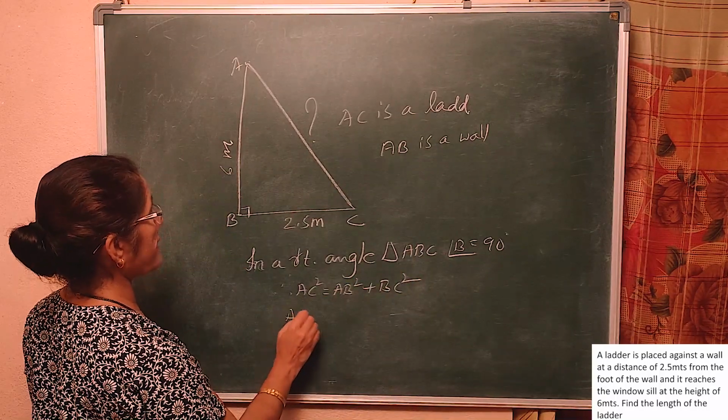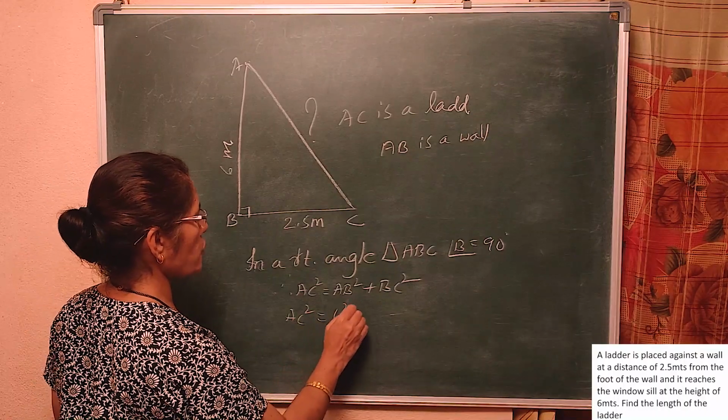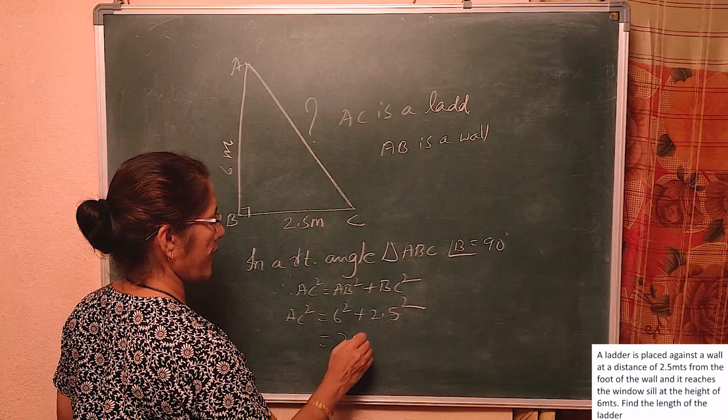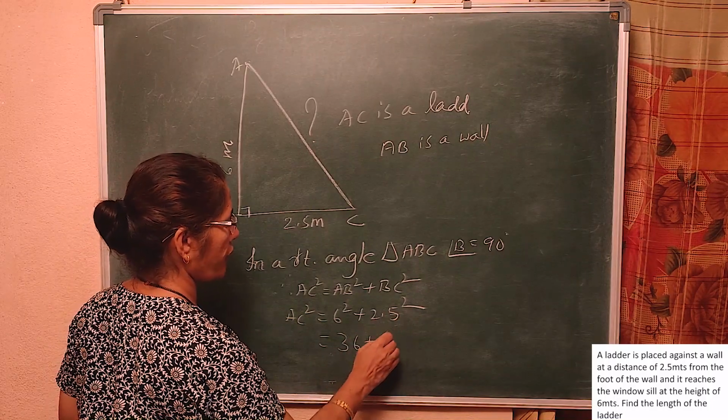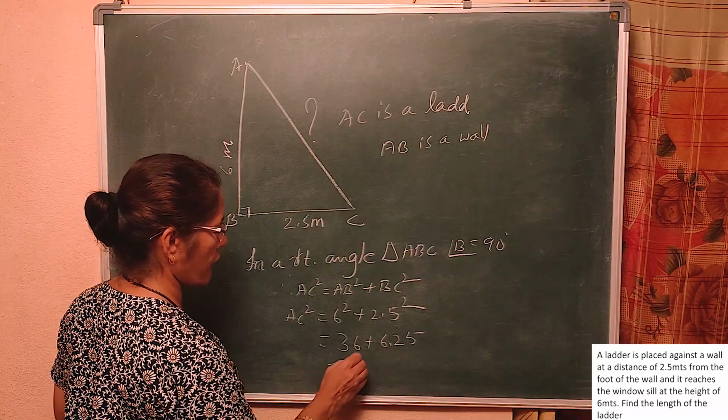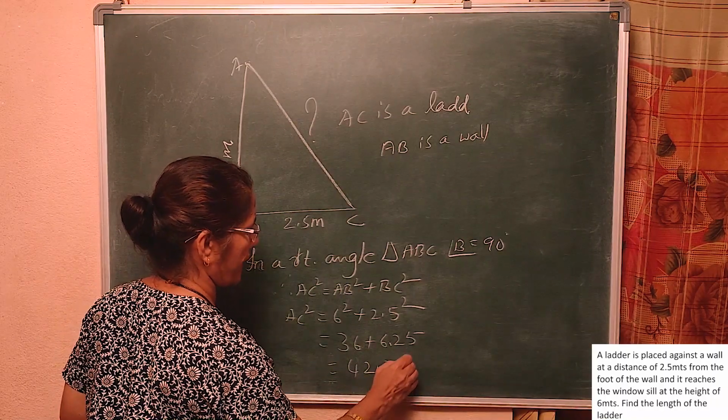So AC square is equal to 6 square plus 2.5 the whole square. 36 plus 6.25 is equal to 42.25.